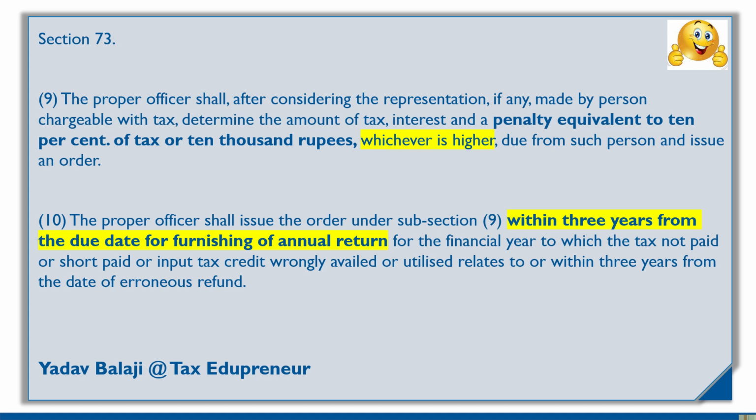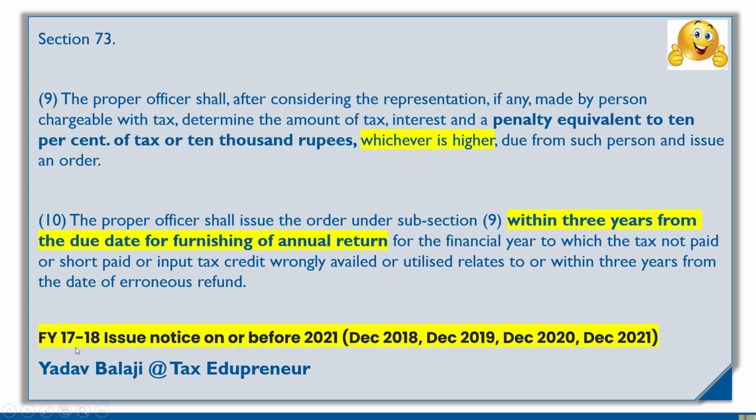For example, the financial year 17-18 we may file in December 2018. So from 2018, 3 years, so 19, 20, 21. So 21 is over. Now you will feel happy, okay, for 17-18 the due date was 2021. Now it's over. Now you will not get any kind of notice for the 17-18 financial year. Like that you will think, but the government has extended this date. So for financial year 17-18, notice on or before December 2021, means return may be filed, due date is December 2018, 19, 20 and 21.